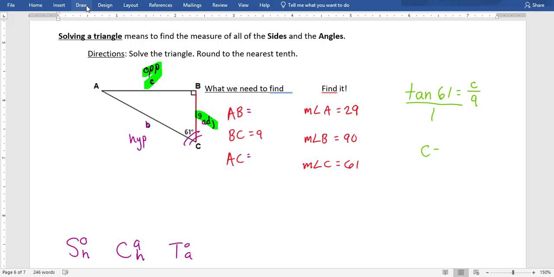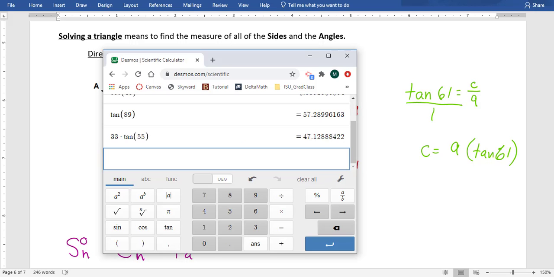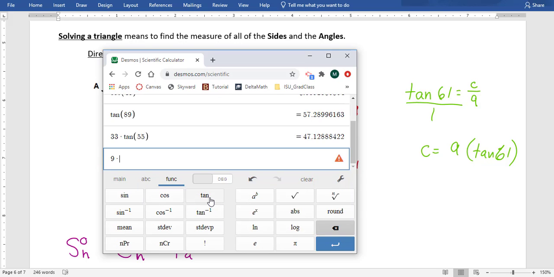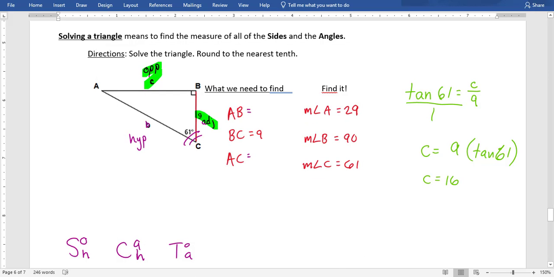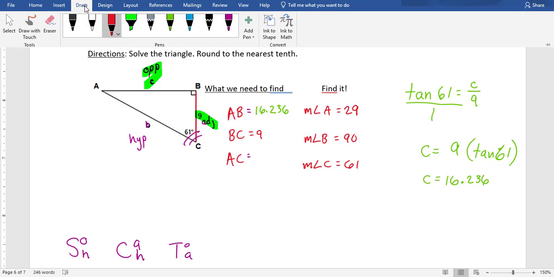C times 1 is C. 9 times tangent of 61. Well, I don't know what that is, but I can type it into my calculator. So 9 times, go to the function value here, tangent, back to main, of 61. Looks like it's going to be 16.236. So I'll go ahead and write that in there as AB, 16.236.